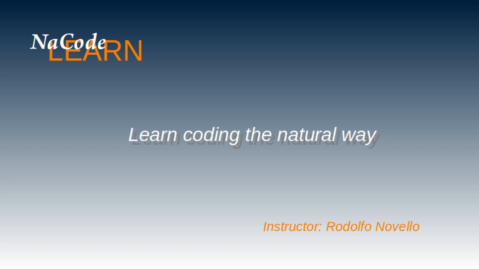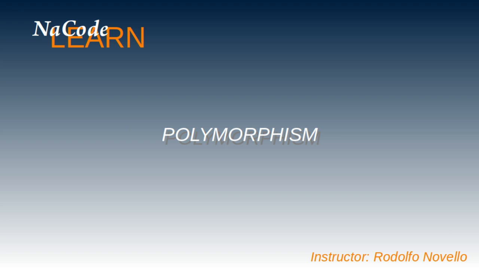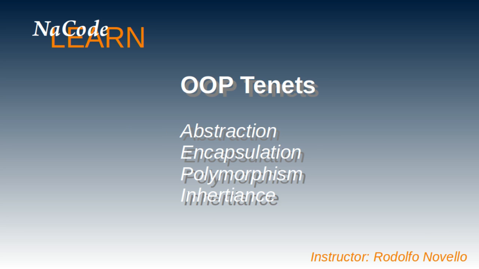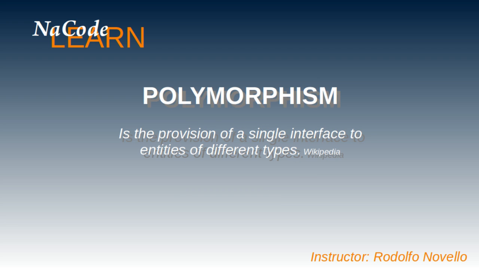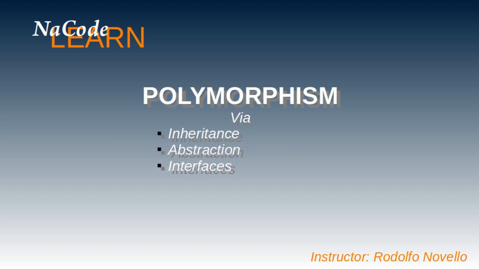My name is Rodolfo Novello, and in this lesson I'd like to talk to you about one of the tenets of object-oriented programming, polymorphism. The four basic tenets are abstraction, encapsulation, inheritance, and polymorphism. As described by Wikipedia, polymorphism is the provision of a single interface to entities of different types. I'd like to show you how to accomplish this in three different ways: via inheritance, via abstraction, and via interfaces.